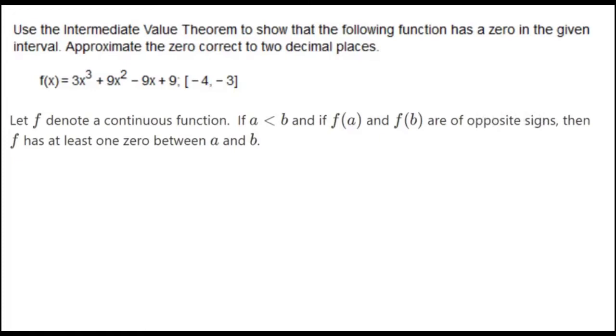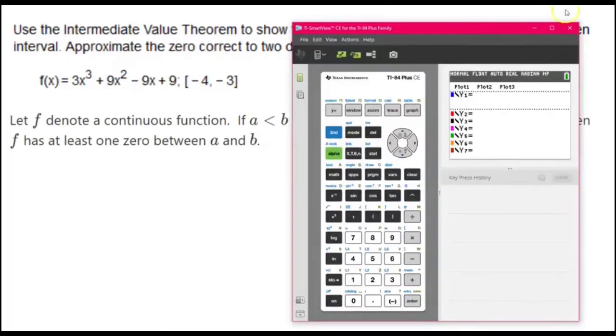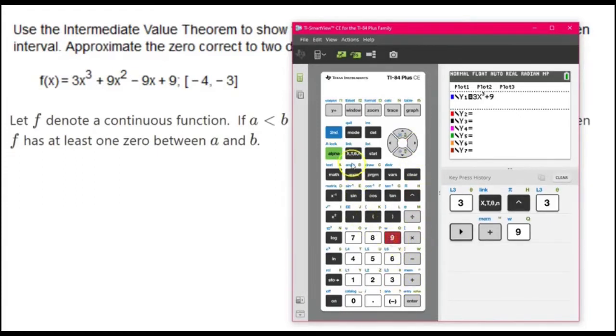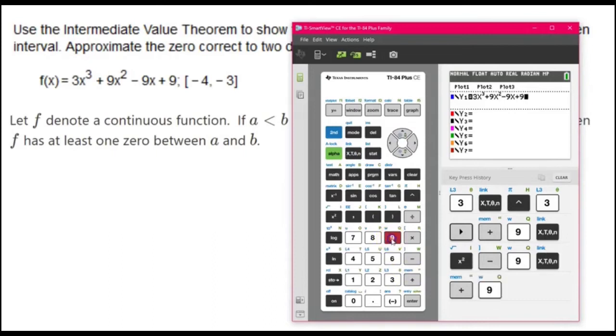So I'm going to use my calculator to help me show this. I'll type into the y equals menu the function that we're working with. That's 3x cubed plus 9x squared minus 9x plus 9. And I'm going to go to the table.